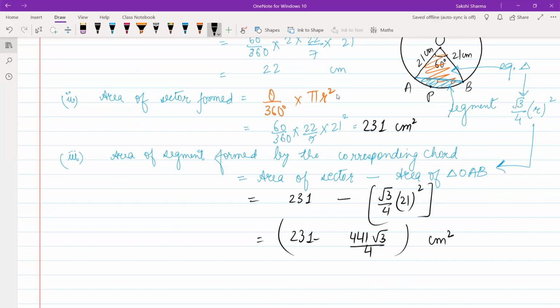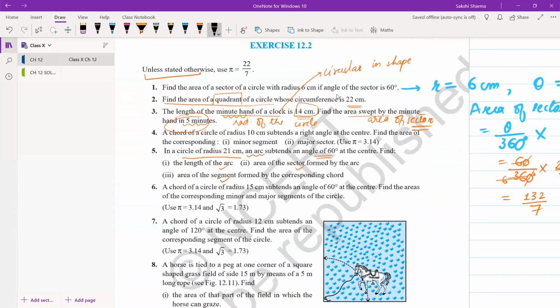Next question. Question number 6. Area for the minor and major segments, when the radius is 15 centimeters and the central angle is 60 degrees. So you have the value for theta, you have the value for r, you have to find out the area of the minor and the major segments. Now the value of pi is given as 3.14 and you've also been given the value of root 3. So if root 3 comes up anywhere in your question, you have to use its value 1.73, and then simplify your answer.